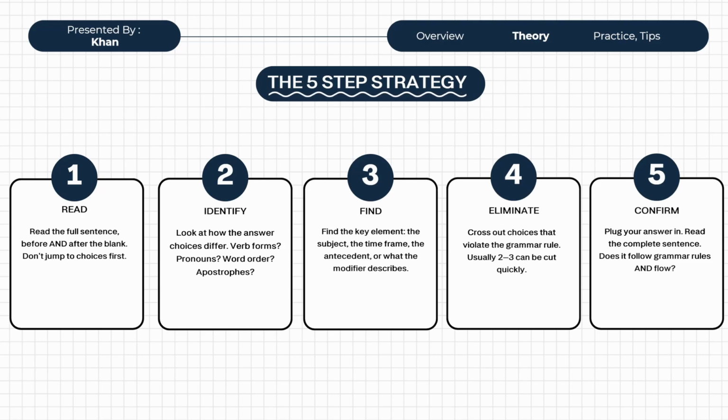And then 4 is to eliminate, right? So cross out anything that violates the grammar rules. Usually you can cut 2 to 3 options just from this. The SAT is pretty generous with wrong answers on grammar questions because grammar is quite black and white. It's either right or wrong. There's no in between. And finally, confirm. Plug in your answer and reread it in a complete sense. Does it follow the grammar rule? Does it flow? If yes, then you can lock it in and move on.